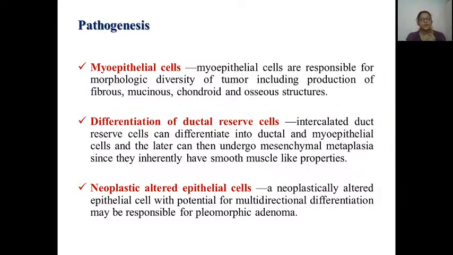Myoepithelial cells are responsible for the morphologic diversity of the tumor, which includes production of fibrous, mucinous, chondroid and osseous structures. Differentiation of ductal reserve cells: intercalated duct reserve cells can differentiate into ductal and myoepithelial cells, and later can undergo mesenchymal metaplasia since they inherently have smooth muscle-like properties. Neoplastic altered epithelial cells: a neoplastically altered epithelial cell with potential for multidirectional differentiation may be responsible for pleomorphic adenoma.